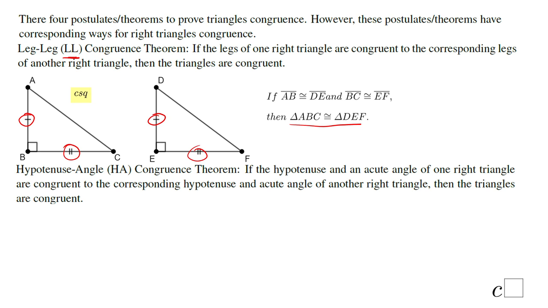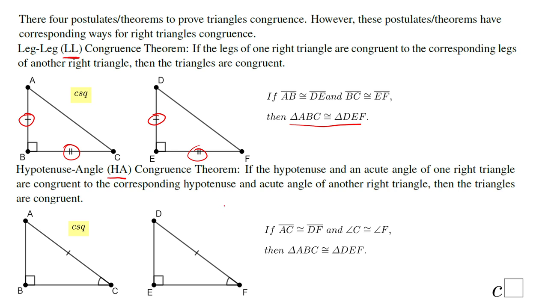A second way to prove right triangle congruence is what we call hypotenuse-angle, or HA. If the hypotenuse and an acute angle, we have 2 acute angles in a right triangle, of one right triangle are congruent to the corresponding hypotenuse and acute angle of another right triangle, then the triangles are congruent. Let's see the picture.